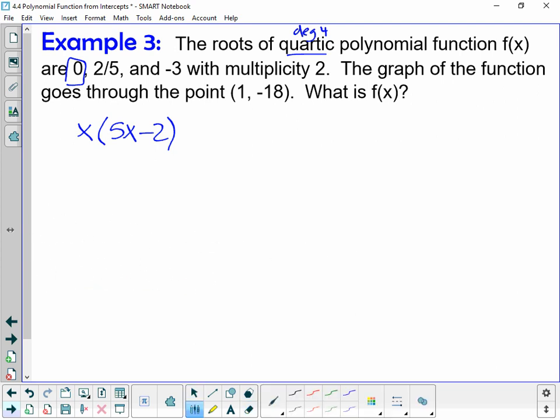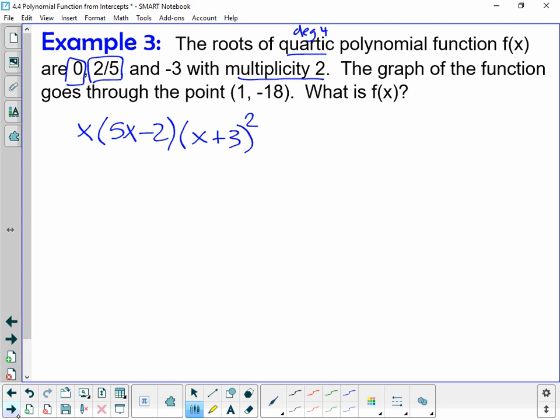And then finally, so that was this 0, and finally it says we have a 0 at -3, so that's an x plus 3 factor, and it says this one has a multiplicity of 2. So we have that factor twice, and we can show that with the power squared. Okay, well, let's go ahead and put this into standard form as is, and then we can check that point 1, -18.